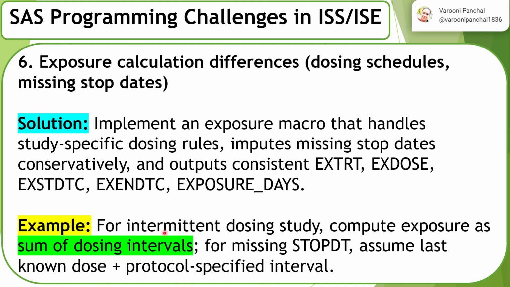For example, you can create an intermediate dosing dataset and compute the exposure as the sum of dosing intervals. For a missing stop date, assume the last known dose and the protocol specified interval. When you are working with exposure, again this is a very important factor because it relates to the dosing of the treatment, right? If you make a big blunder in this specific domain, it really affects a lot, as it gives the wrong kind of information.